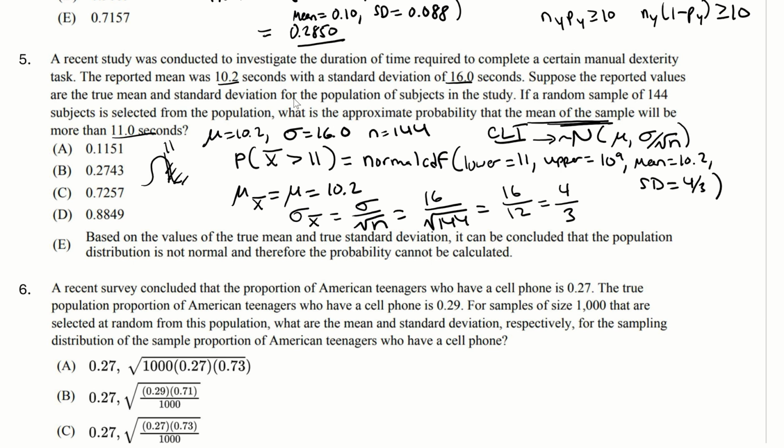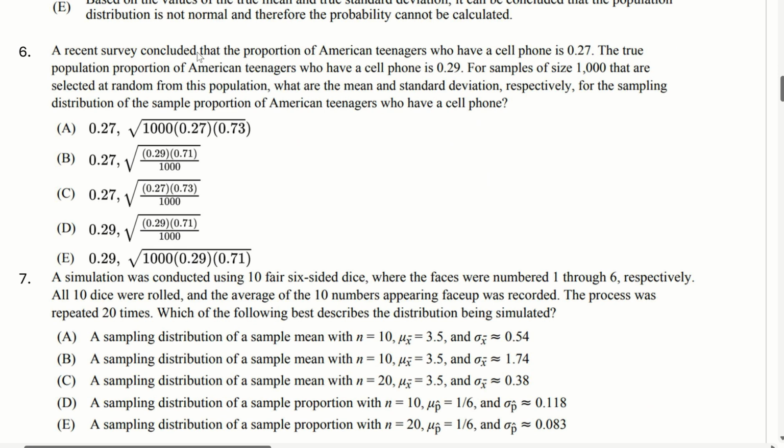All right, and if you do that, you get the answer B. All right, so number 6, a recent survey concluded that the proportion of American teens who have a cell phone is 0.27. The true population proportion of American teens who have a cell phone is 0.29. Okay, so I said the true value, so that's my P, and then I say a recent survey concluded that the proportion is 0.27.